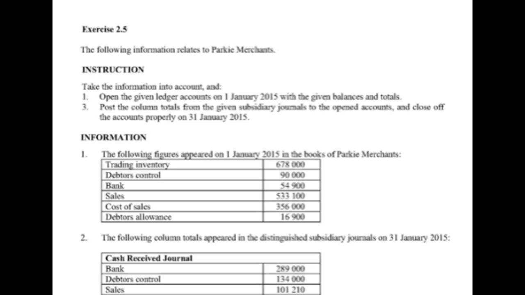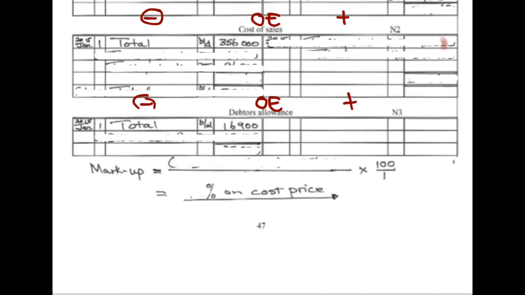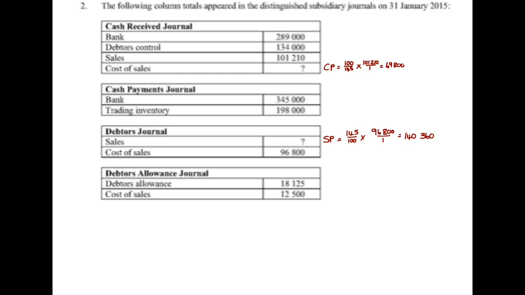So in other words, to work out markup, you take your gross profit over cost of sales. Now how do I get gross profit? I take sales minus debtors allowance, in other words to get net sales, minus cost of sales, and that's going to give you gross profit. So sales minus debtors allowances minus cost of sales, over cost of sales, gives me a total of 45% on cost markup. So I use my cost of sales and my selling price formulas to work that out.